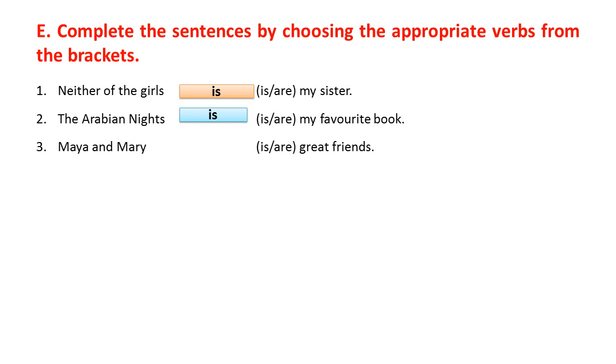Third, Maya and Mary are great friends. According to Rule 1, Maya and Mary are two singular subjects and they are connected by conjunction and. Hence, we have to use plural verb. Maya and Mary are great friends.